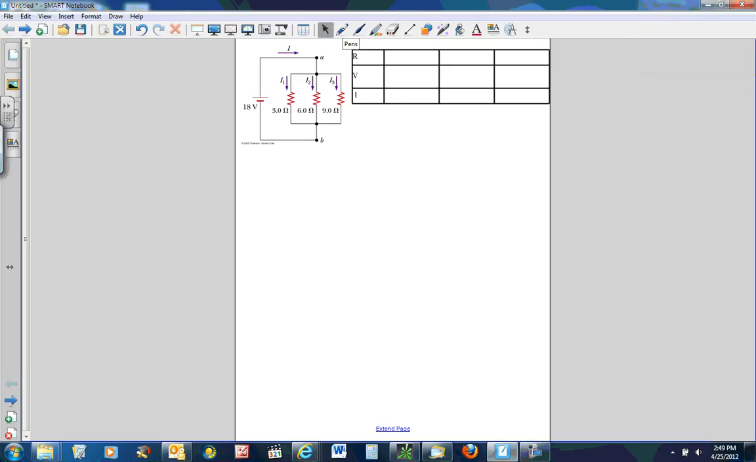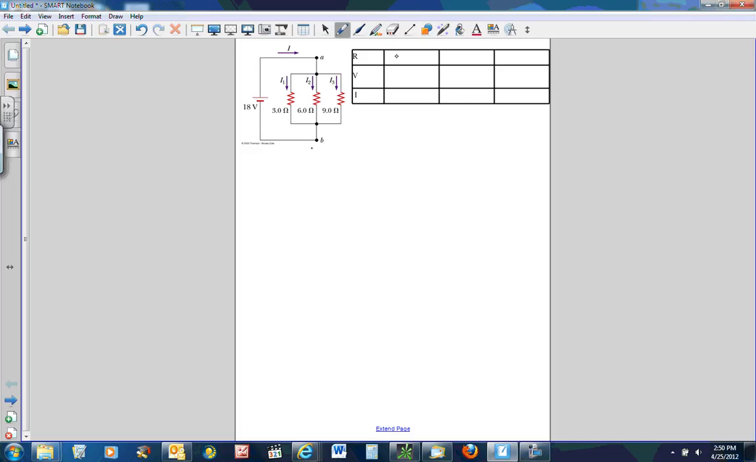Okay, here's what we're going to do. Given this parallel circuit, and we know it's parallel because if I start at the positive side of the battery and travel around, when I get to point A and just beyond it, then I have a choice. I can go through the 3 ohm, the 6 ohm, or the 9 ohm to get through to point B.